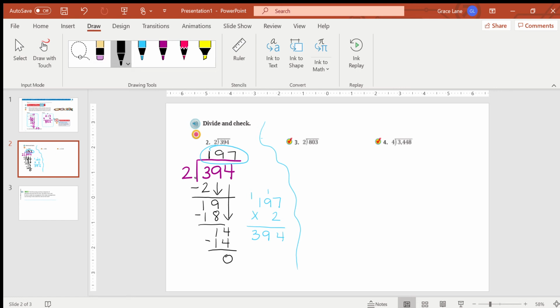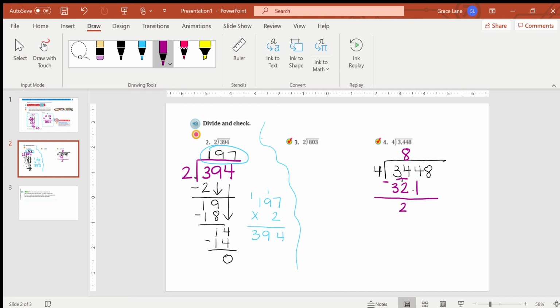All right, 3,448. I don't know if we've done a 4-digit one before, but it is just the same thing we've been doing. You just have an extra number to bring down. All right, so looking at this, 3 can't be divided by 4. So I'm going to look at the first 2 numbers, which are 34, and divide that by 4. I know that 34 divided by 4 is 8, because 8 times 4 is 32. All right, you have 2 left over.